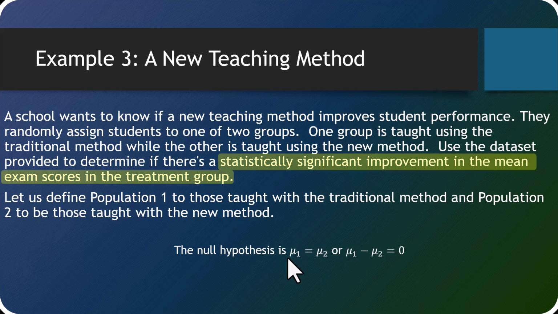So what are we looking for? An improvement, meaning an increase, we would assume, in exam scores. The higher your exam score is, the better you did. That's usually how exams work. So in other words, for mu2, the group getting the new teaching method, we would want their exam scores to be higher than the group with the traditional method. So for the traditional method group, mu1, we expect their exam scores to be less than mu2, because if mu2 is greater than mu1, that means mu1 is less than mu2. Or you could say mu1 minus mu2 is less than 0.